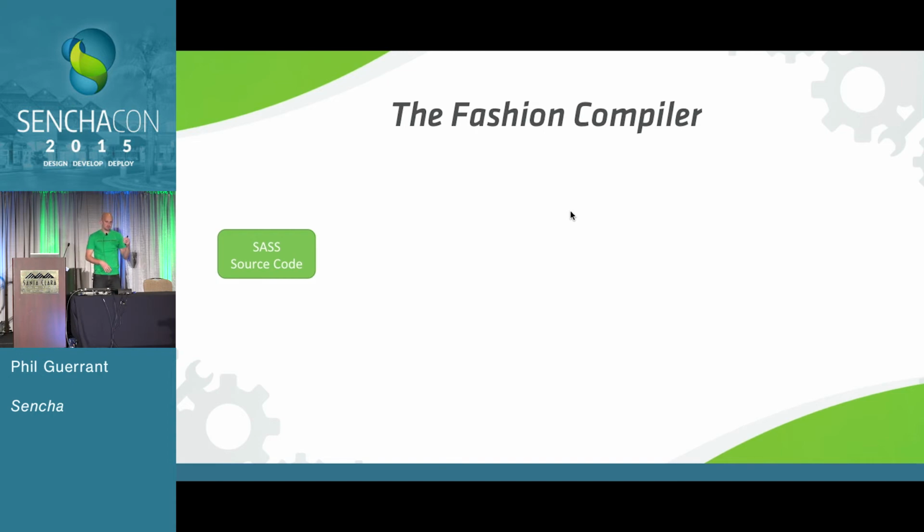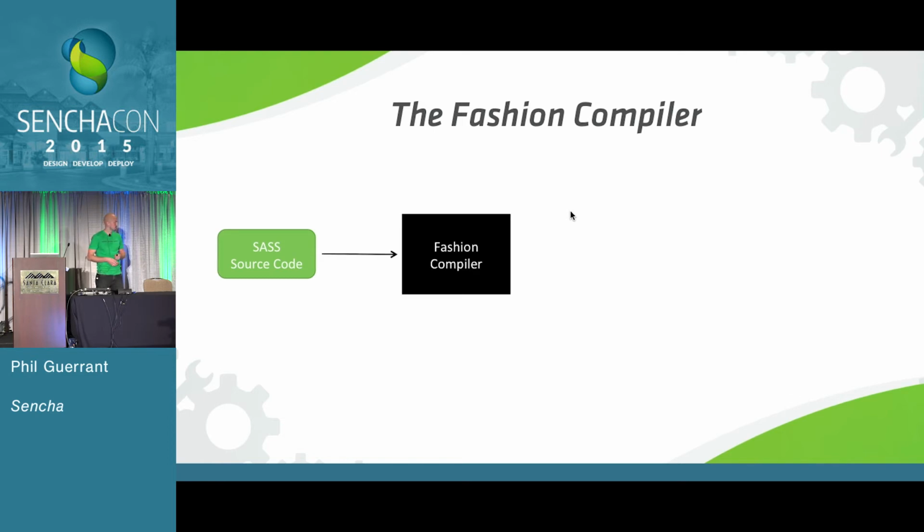Basically, the browser just Ajaxes down all of the source code, all of those Sass files from your theme, from your app, and any third-party Sass you're loading. It just Ajaxes that all into the browser. Then it goes into this big black box called the fashion compiler. The fashion compiler does its thing. It operates on the Sass source code, and it outputs a big, giant JavaScript function.